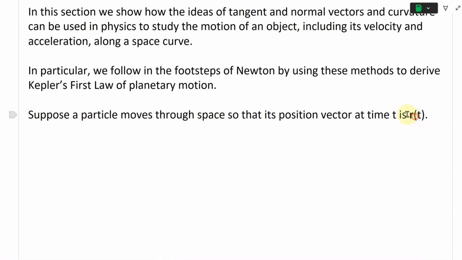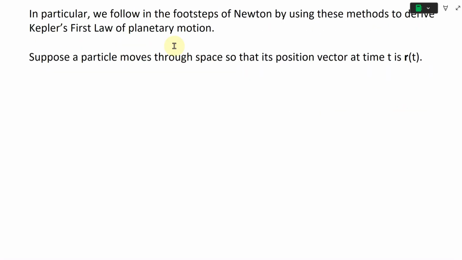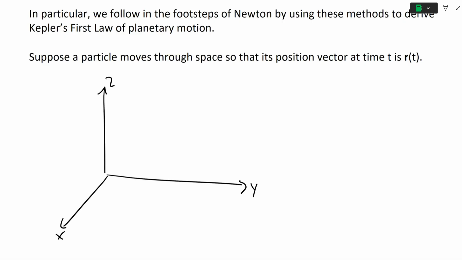So this is bold for a vector. All right, so suppose we had the x-y axis. This is going to be the y, this is the x, and this is the z. So this is in 3D.